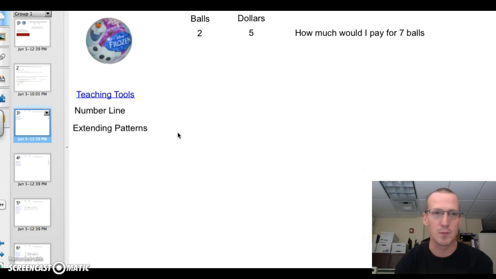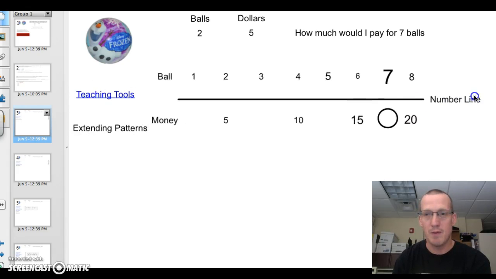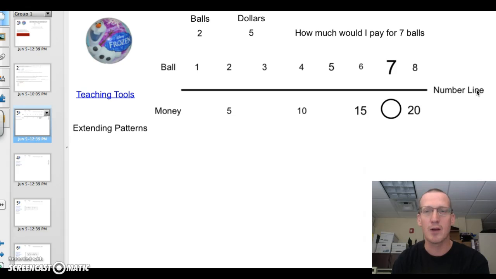So going back to our original problem, one of the strategies that I like to talk to teachers about is this number line. So using a number line, how can you extend the pattern? Well, I know 2 balls was $5. What would I pay for 7? Can I extend that pattern? Well, if I know 2 balls cost $5, 4 balls cost $10, 6 balls would be $15, and 8 balls would be $20. Can I figure out the rest of them? Can the kids go in and keep solving? And this is a number line model to kind of get kids thinking about how can I do that.